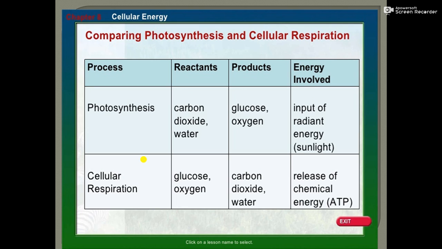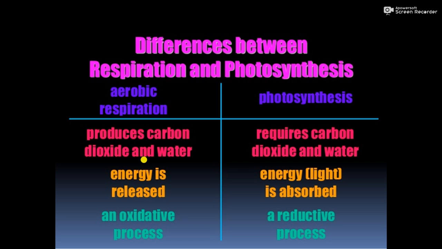Now comparing photosynthesis and cellular respiration. First the process, then the reactant, then the product and the energy evolved. In photosynthesis, the reactants are carbon dioxide and water, and in respiration the reactants are glucose and oxygen. In photosynthesis, the products are glucose and oxygen. In cellular respiration, the products are carbon dioxide and water. In photosynthesis, there is input of radiant energy or sunlight, and in cellular respiration, there is release of chemical energy as ATP. Now we'll discuss the differences between respiration and photosynthesis.